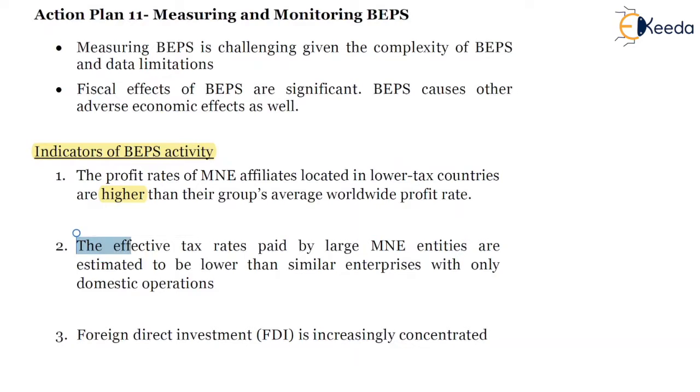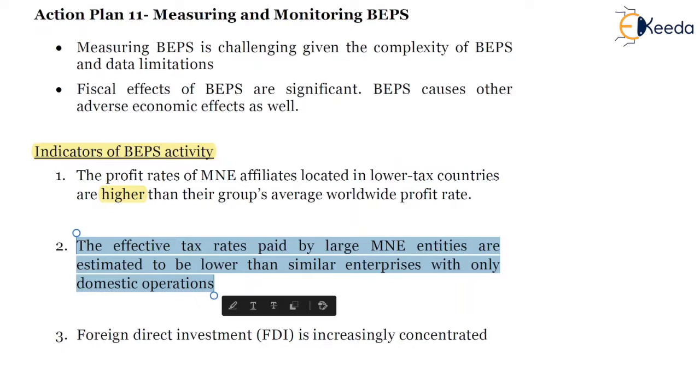Second, the effective tax rates paid by large M&E entities. The effective tax rates paid by large M&E entities are estimated to be lower than similar enterprises with only domestic operations. So competitors of M&Es are paying tax at a higher rate as compared to the effective tax rate of M&E groups.